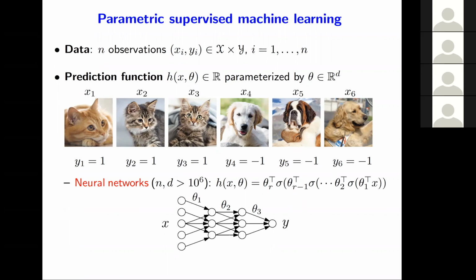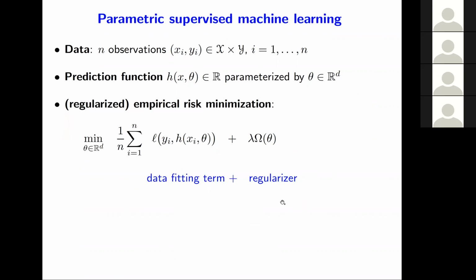So the way this is done algorithmically is by minimizing some risk. And the risk is defined by some average over your training data of a loss. Think of the loss as being least squares, or I will show other examples later. The loss between what you want to predict, yi, and your prediction, h of xi and theta. So a classical data fitting term plus some regularizer.